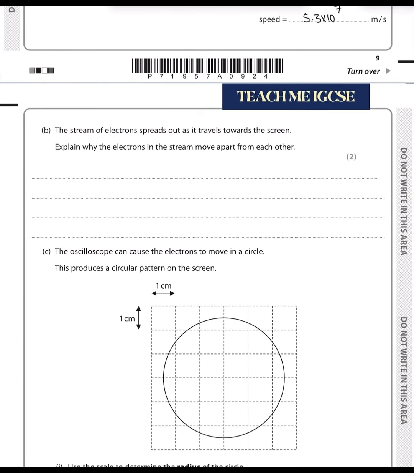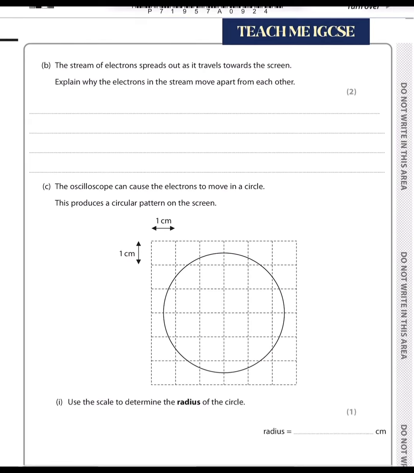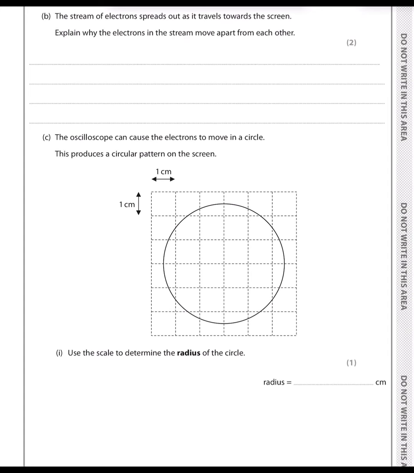Next, explain why the electrons in the stream move apart from each other. Well, as we know, opposite charges attract and like charges repel. And the electrons, they all have the same charge. They're all negatively charged. So they repel each other, moving them apart. And then we have this circular pattern.